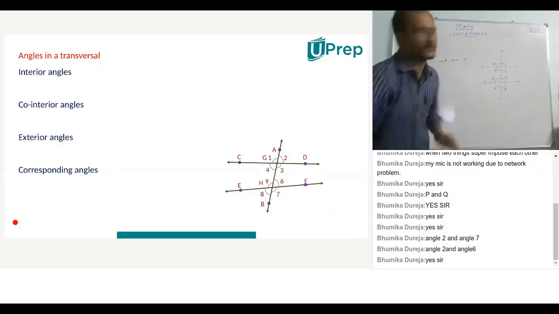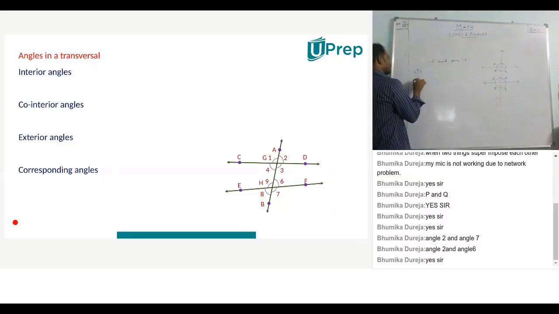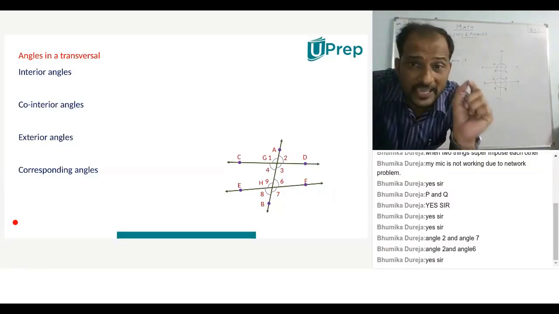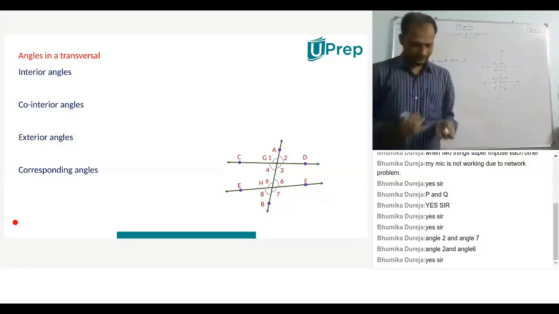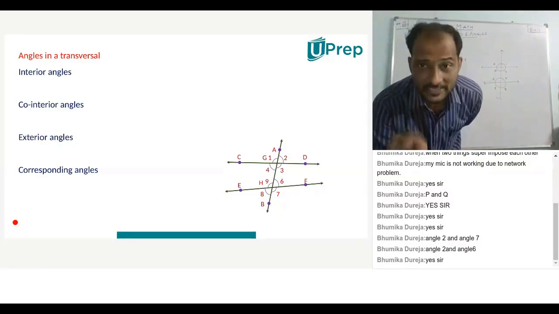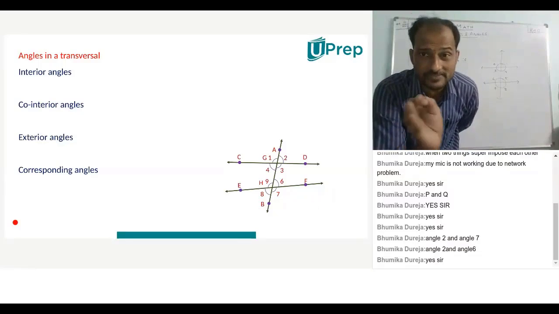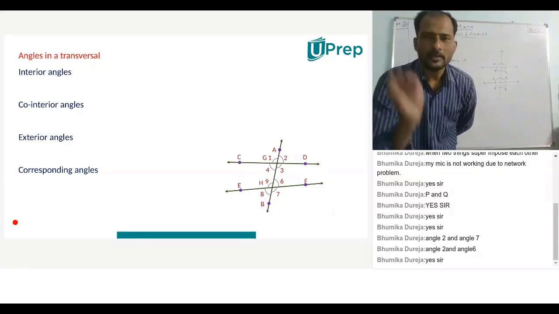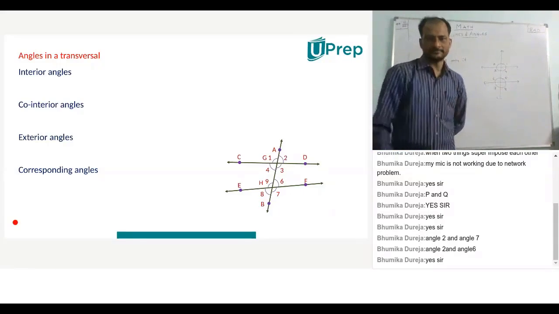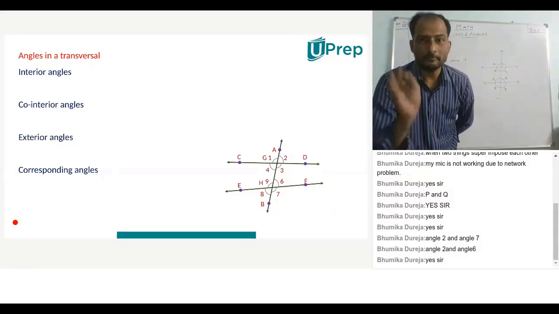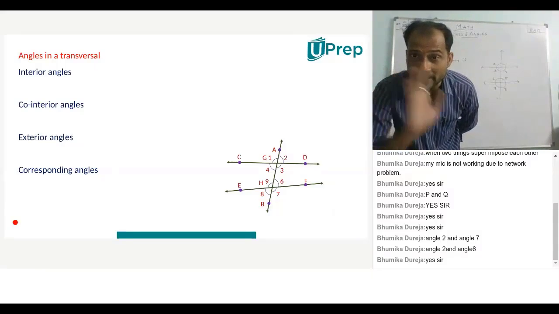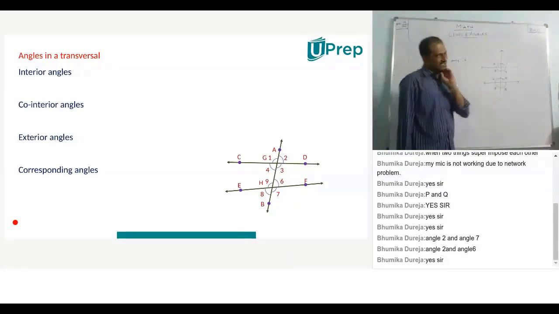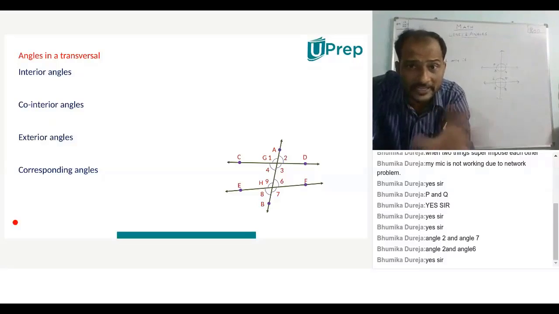Number 2, second point. They must lie on the same side of the transversal but not adjacent. But not adjacent. This point is compulsory. Okay. I hope you both have written this.